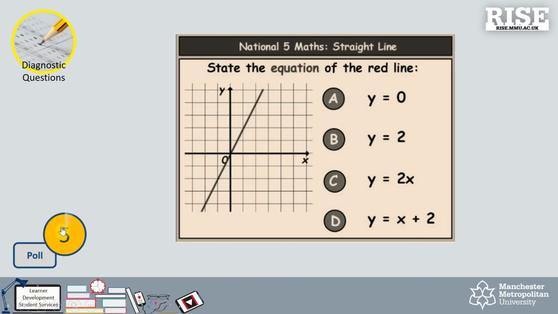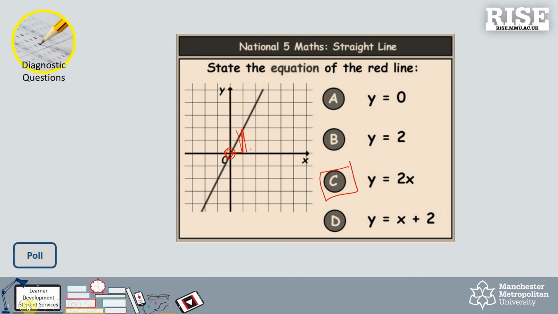What about this one? Again, we don't even have the numbers on here, but we can assume that that's 1 and that's 2. So the change in y is 2, change in x is 1. That means the gradient's going to be 2, and it cuts across at 0. So it doesn't have an intercept. It's just got y equals 2x, because essentially it would be 2x plus 0, but we don't need to write that plus 0.